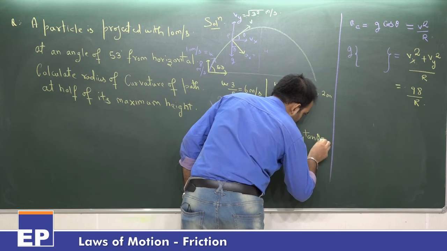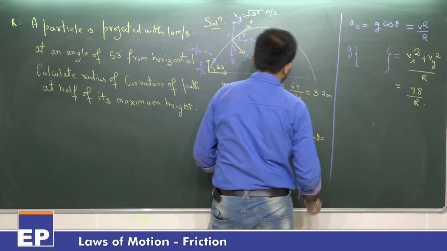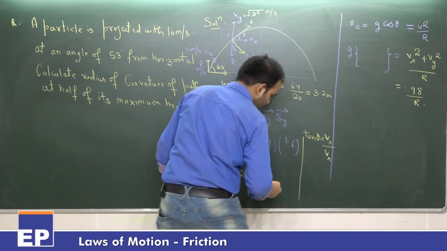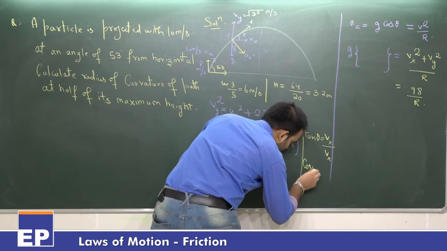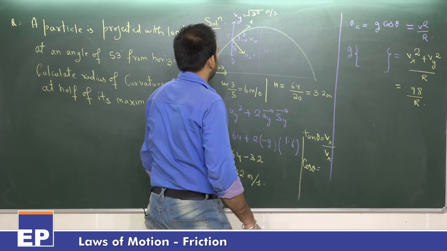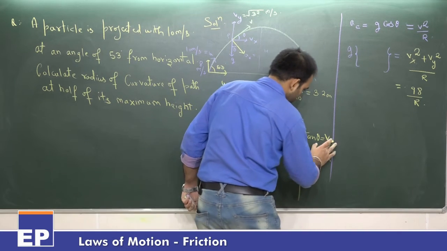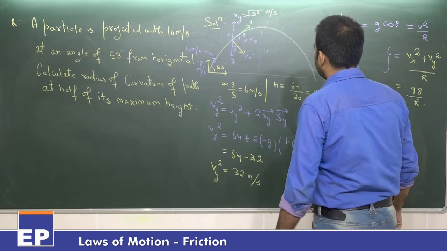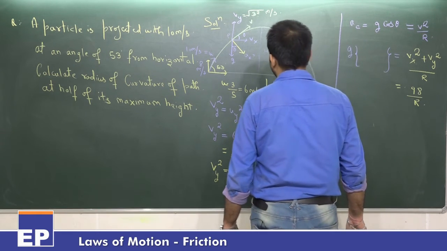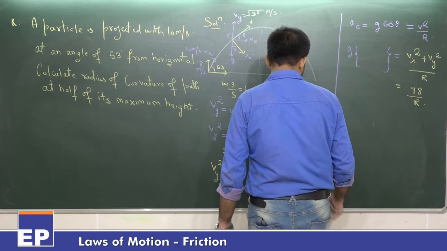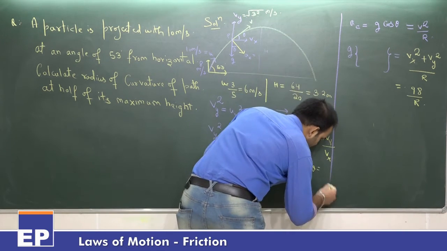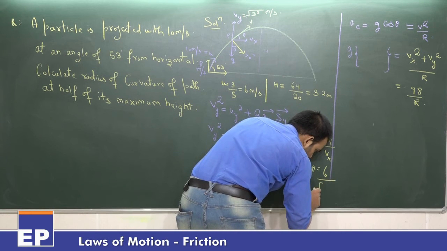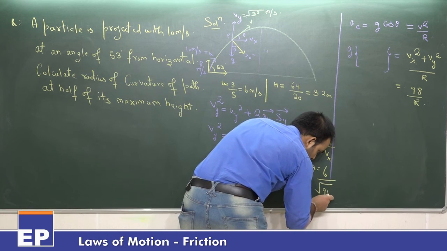Now what is tan theta? Tan theta is Vy upon Vx. So what is cos theta? Tan theta is Vy upon Vx. So what is Vy upon Vx? Vy is root 32 by x. Vx is 6. So what is cos theta? That is Vx, 6, upon under root of Vy square plus Vx square, root 98.